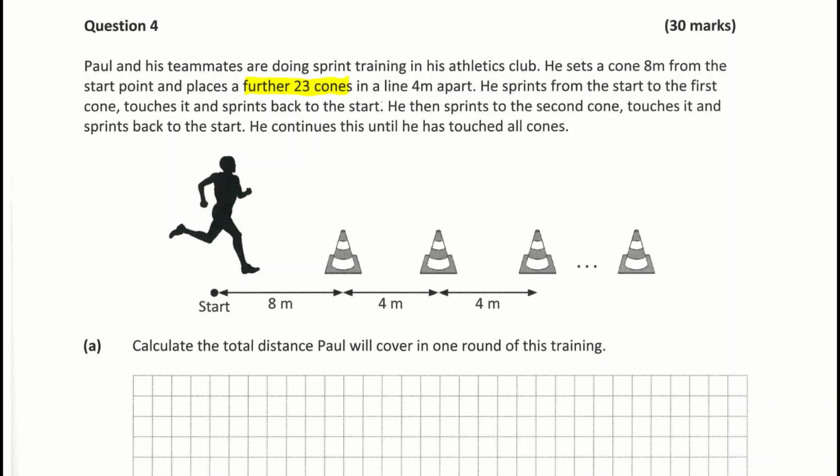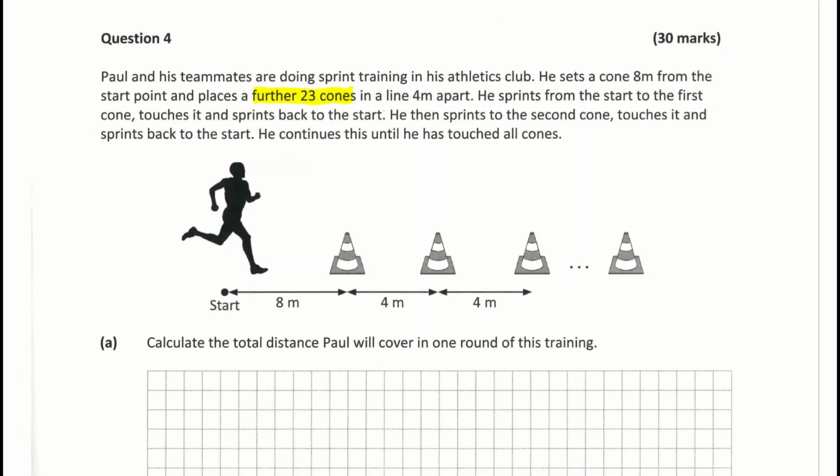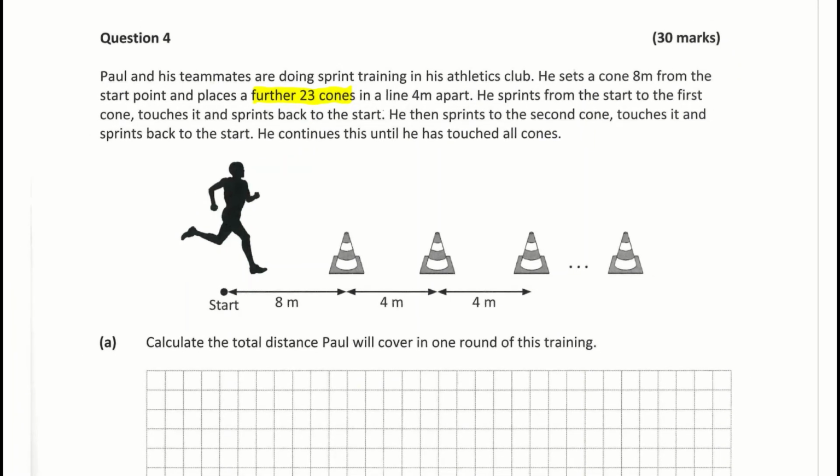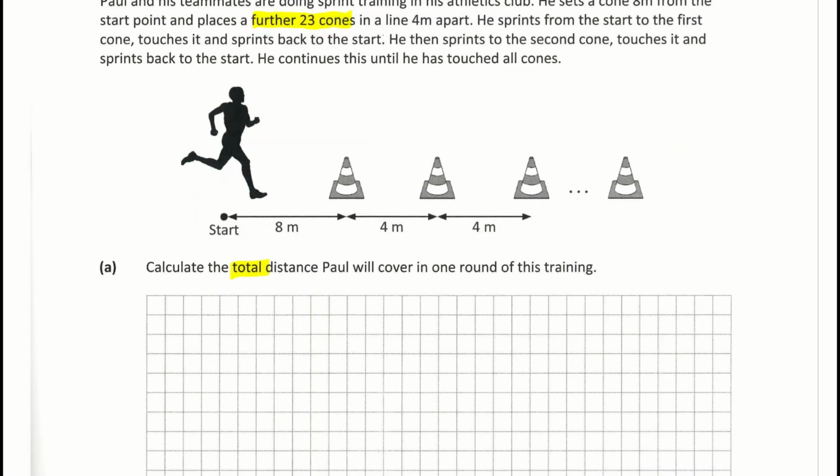So we're basically into patterns and sequences here in question 4. We could do it manually, we could add up all the 4s and add back the original 8, but we're going to use a formula here from our log tables. Just make sure when you're looking at this question, it's asking for the total distance covered. So remember that Paul has to run out to the cone and back. So at the end of part A here, I'm going to be multiplying by 2 because he's running 2 lengths each time. So we're looking for the total distance, so we're looking at the sum of the terms.